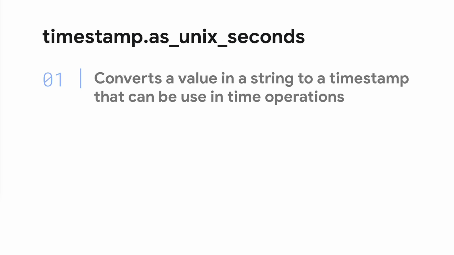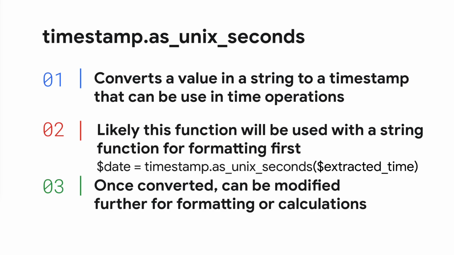The timestamp as Unix seconds function converts a date value in a string to a timestamp that can be used in time operations and is very simple to use. You just supply the field or variable the value resides in. That having been said, it does require a format of year, month, date, hour, minute, second. And because of that, functions like strings concat and string substring may need to be used to format the string properly before converting it. The good news is that once the conversion occurs, these values are treated like any other date and timestamp function for formatting or other logic that can be applied to them as needed.